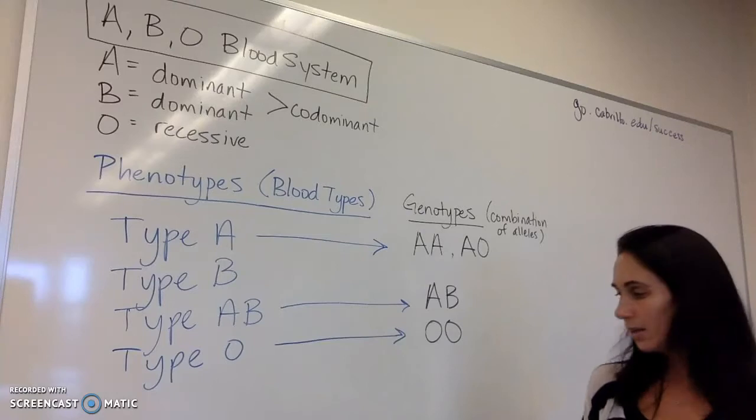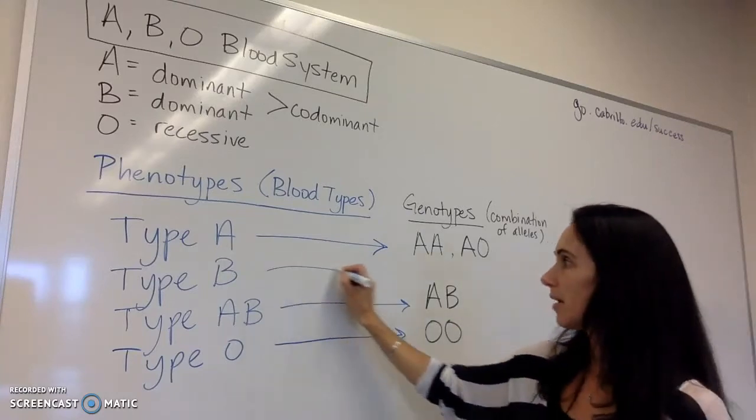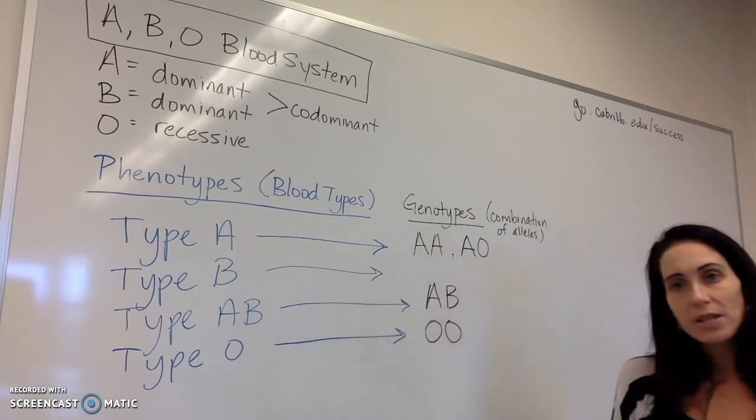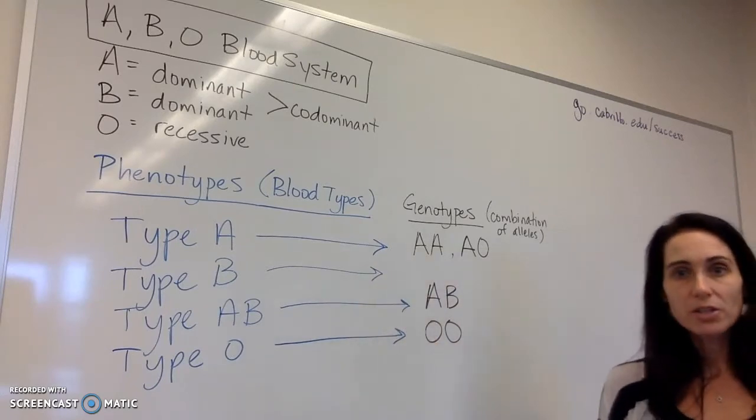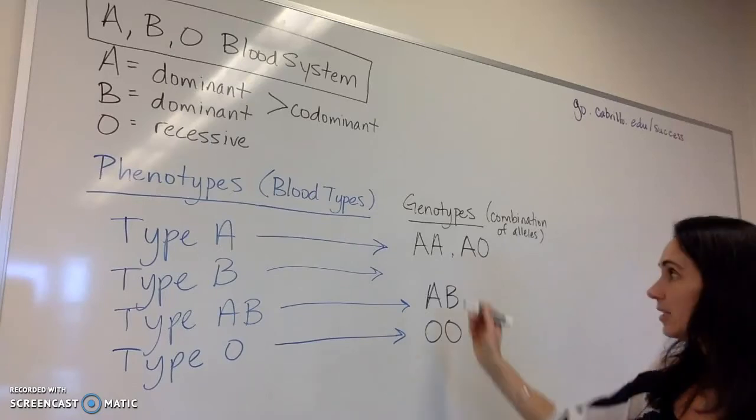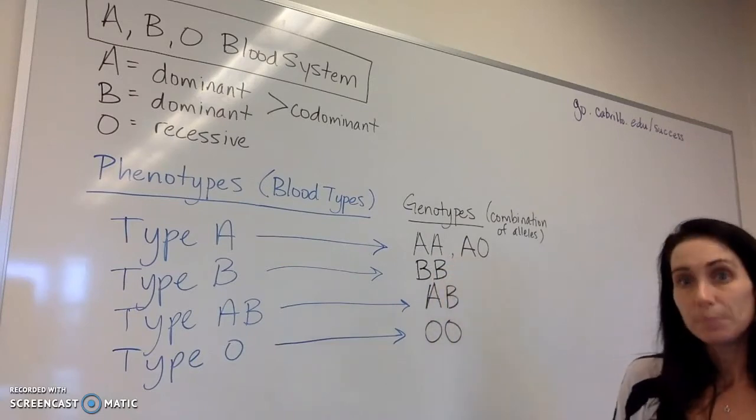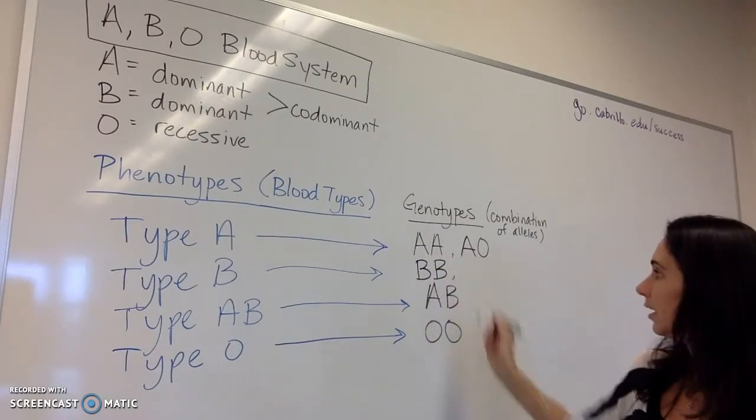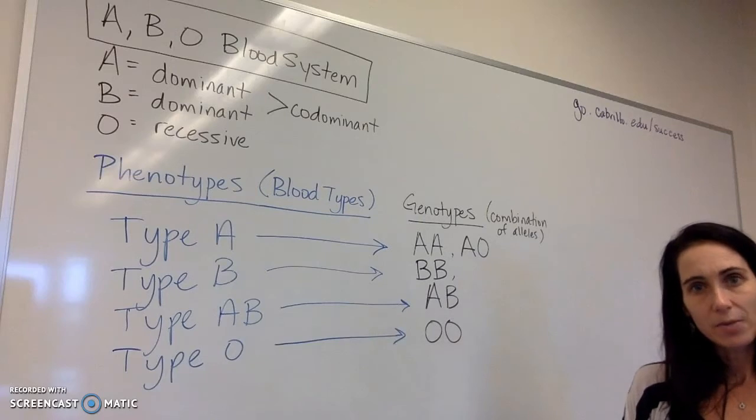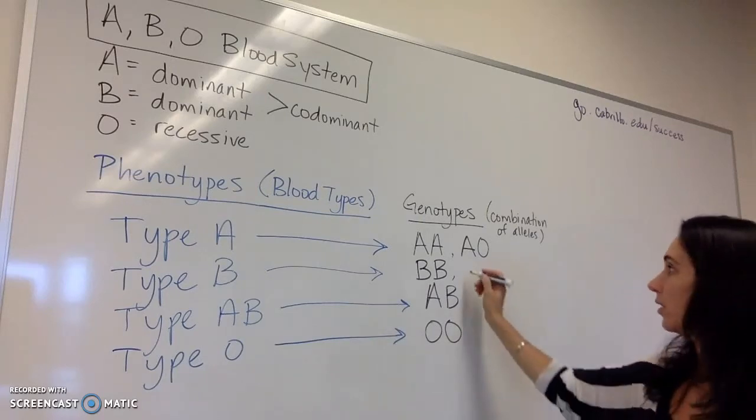Now, the same information applies to type B blood type. There are two potential genotypes or combinations of alleles that produce a type B blood type. Homozygous dominant, or two of the dominant B alleles, and heterozygous dominant, or a dominant B paired with a recessive O.